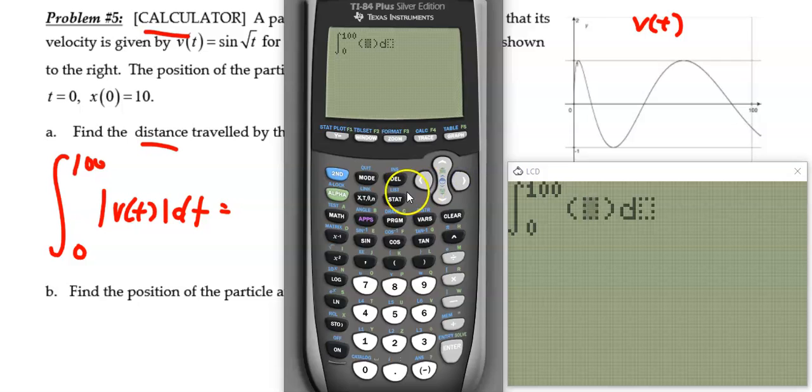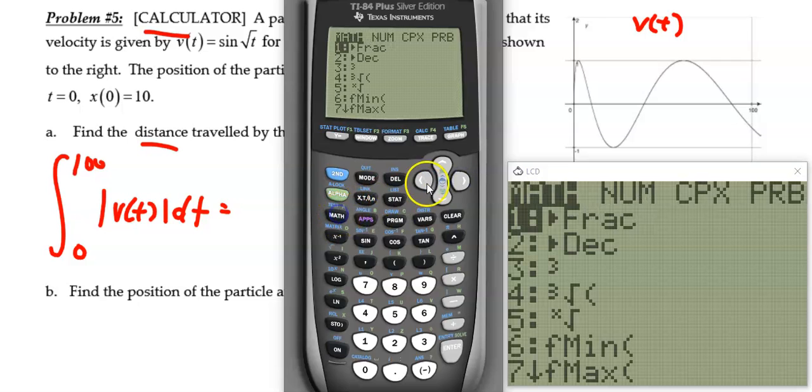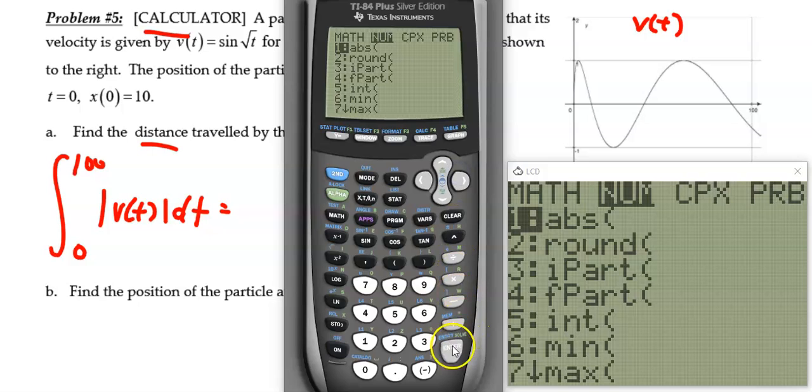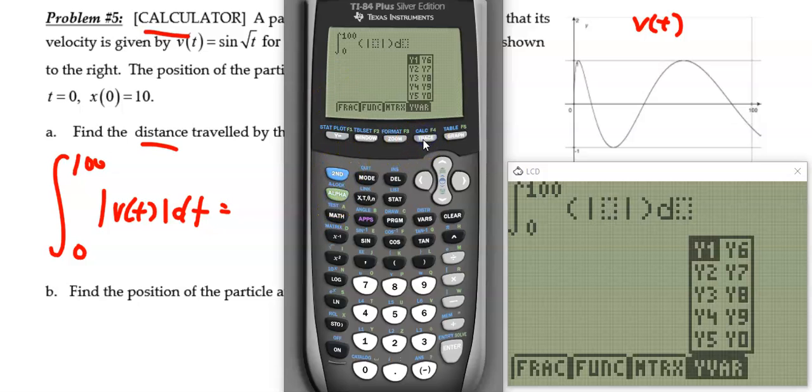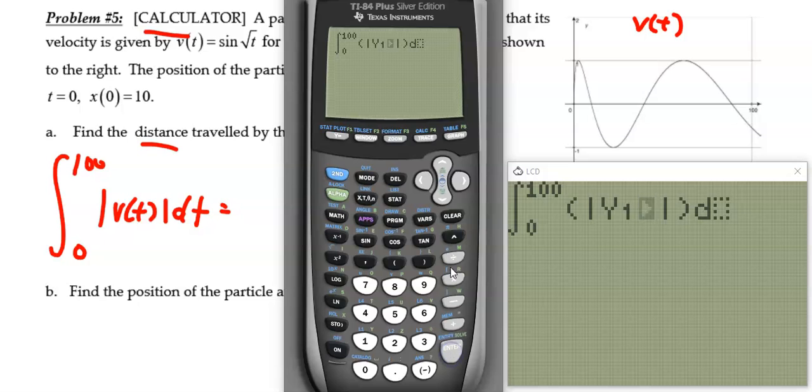Then we're going to go ahead and do the absolute value. So again, that's going to be math. Go over here to number. Hopefully your calculator is about the same thing with the absolute value. Since I've already got y1, I can go and do alpha trace, and then it's already right there. So alpha trace gives me my y1.